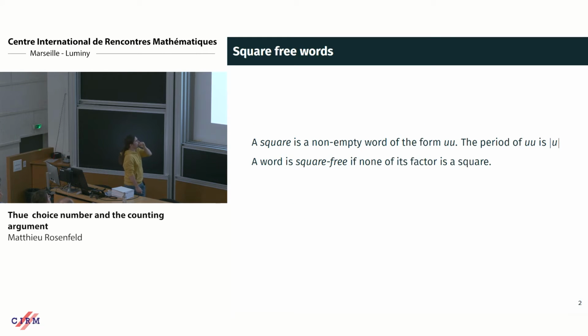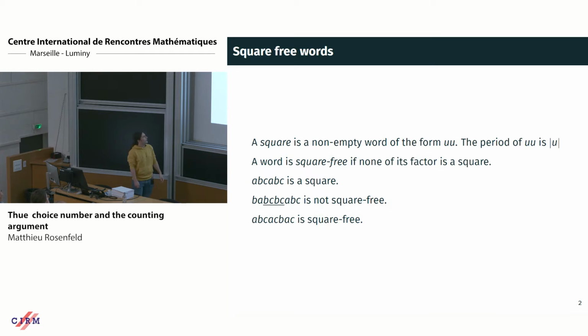Let me recall some definitions that not all of you might be familiar with. What I'm going to call a square is simply a word of the form UU, where U is non-empty, and the period of my square is just the length of the part which I'm repeating. I'm going to say that a word is square-free if none of its factors is a square. So for instance, ABCBC is not square-free because it contains the square BC as a factor. And this one is square-free. You can check that none of the factors is a square.